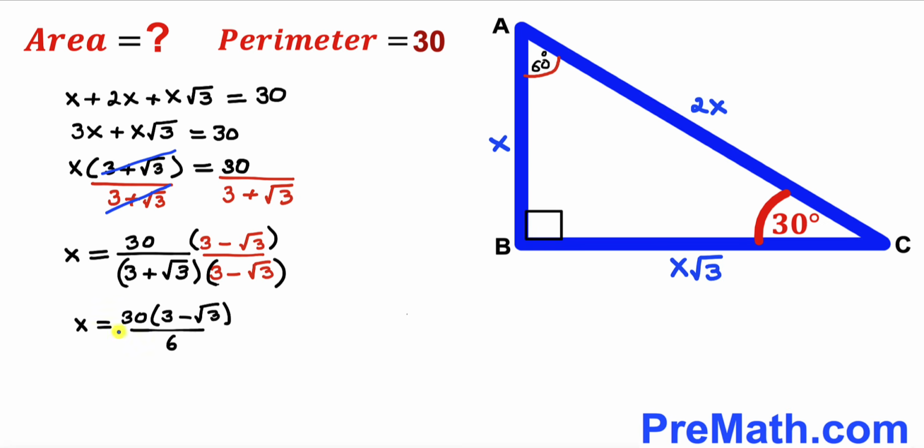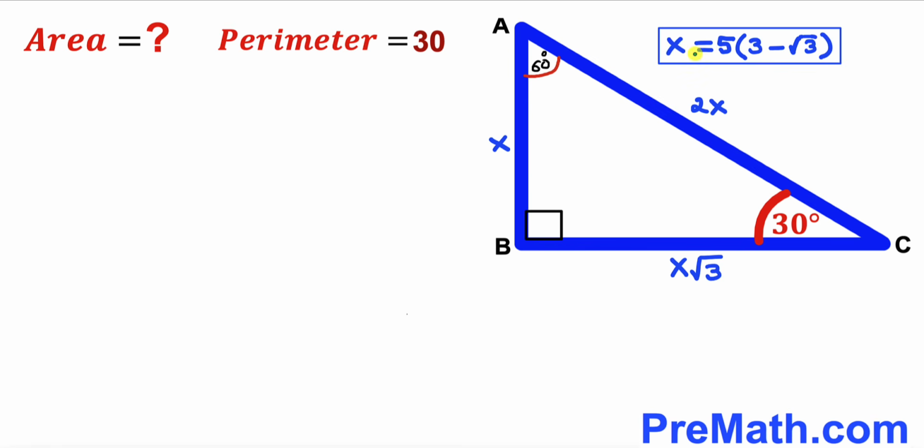and we can see our x value reduces to simply 5 times (3 minus the square root of 3). So thus our x value turns out to be 5 times (3 minus the square root of 3). And this 2 times x value is going to become 10 times (3 minus the square root of 3).